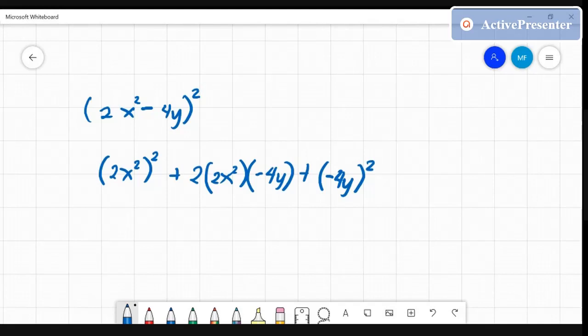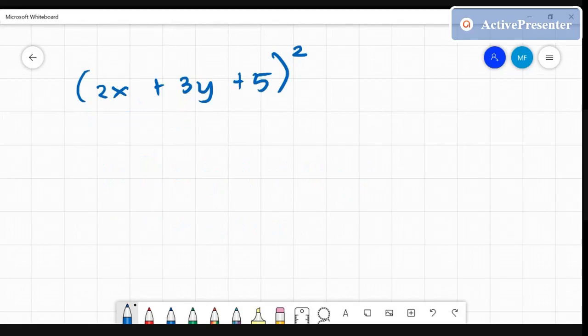Now let us simplify. So we have 2 squared is equal to 4, then x squared is equal to 4 because multiply the exponent. 2 times 2 is equal to 4. Next, 2 times 2 is 4 times negative 4 is equal to negative 16. Then x squared times y is equal to x squared y. Plus the square of negative 4 is positive 16. Then y squared is equal to y squared. Therefore, this will be the final answer.